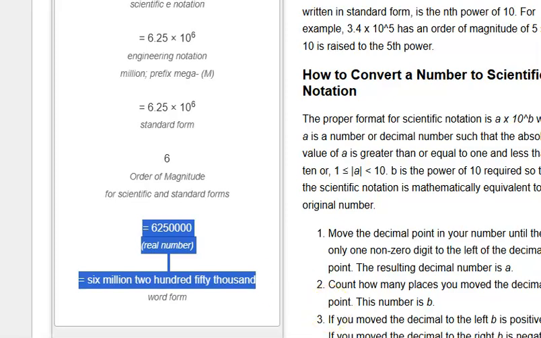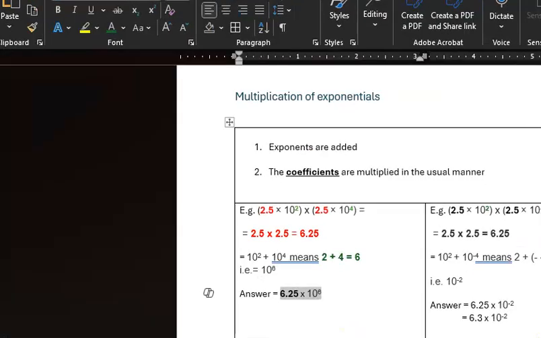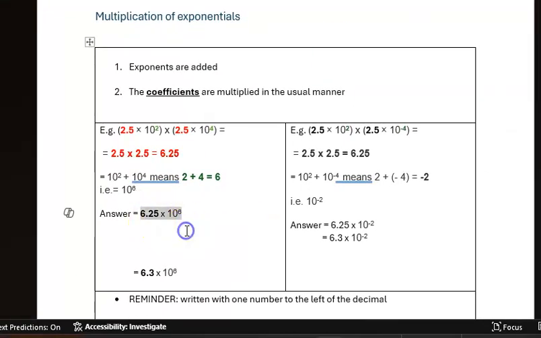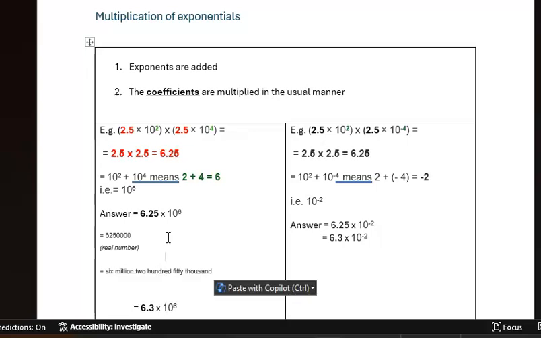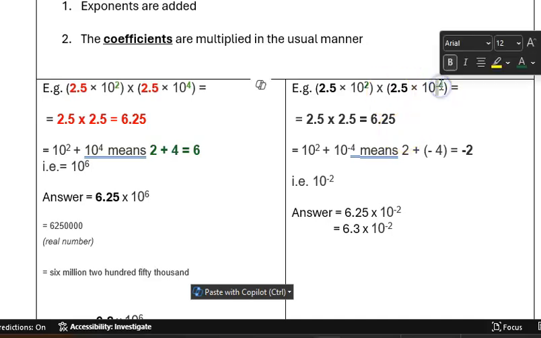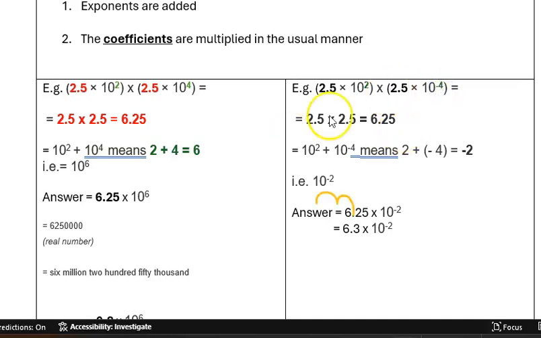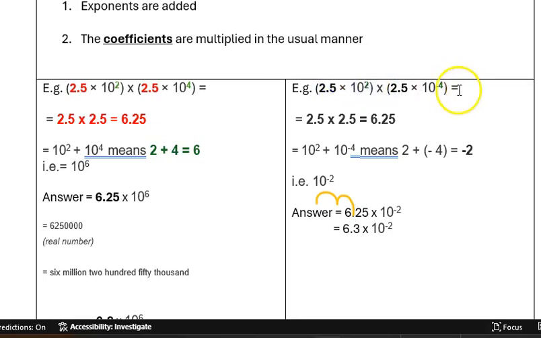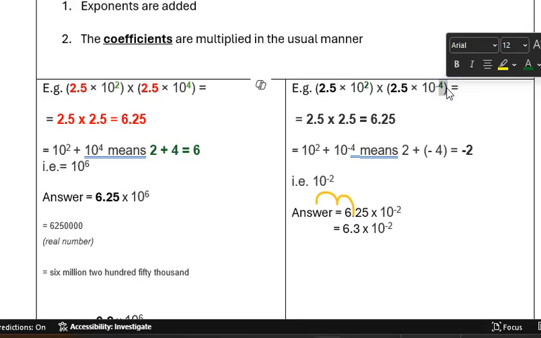Let's move over to the lecture notes. So we're going to write the words. There we go. So it's 6,250,000, and you get the idea. Let's look at this one. For this one, this is a -4. For this one over here, you have a +2 and a -4 for the exponent.